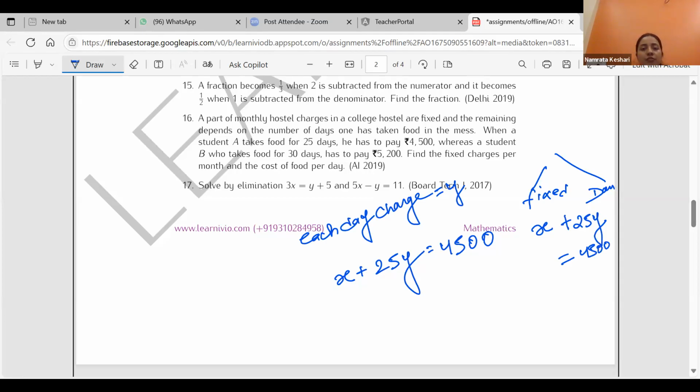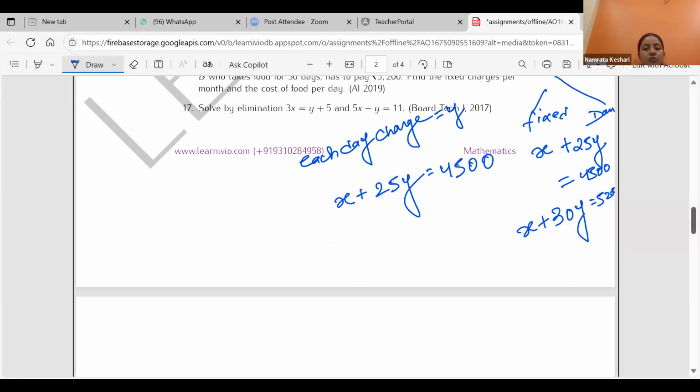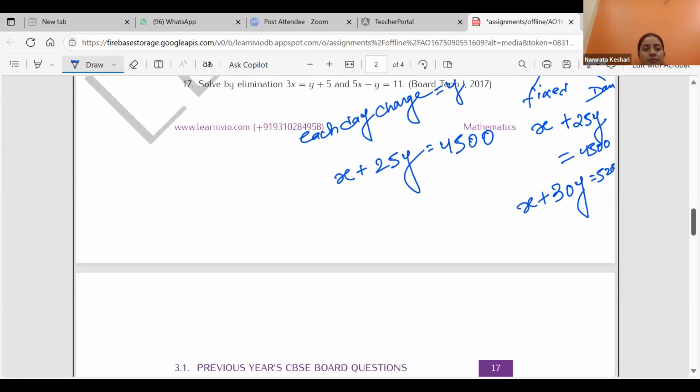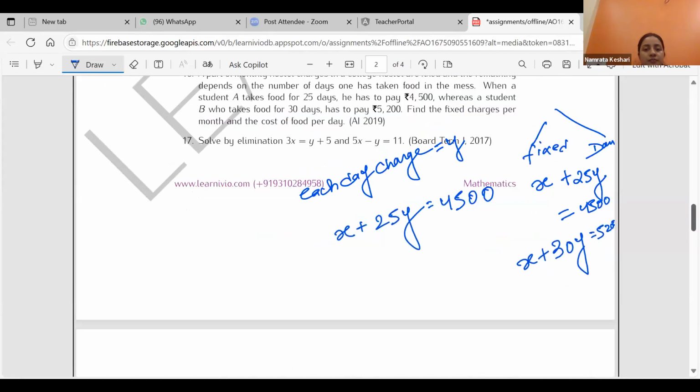Whereas student B who takes food for 30 days must be paying X and then 30Y, that equals 5,200. Okay, and then we just need to solve these two equations. Getting it? Yes, ma'am.